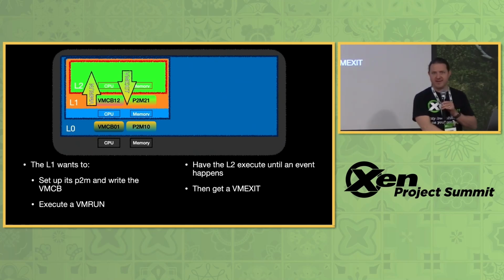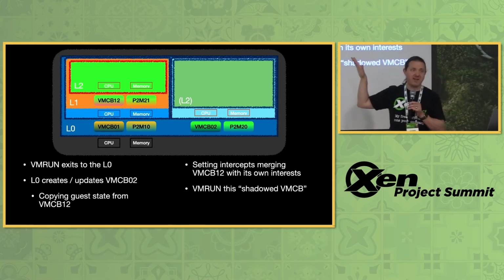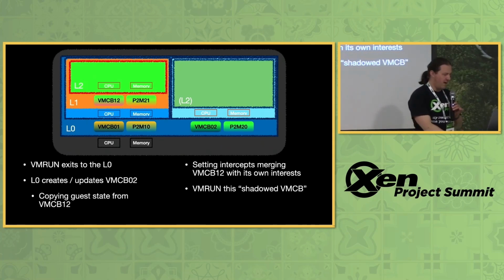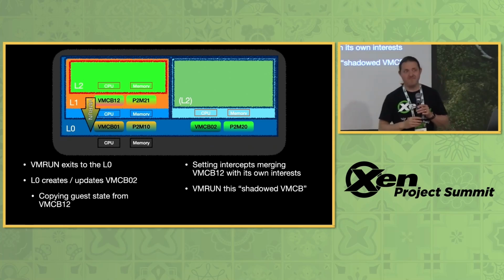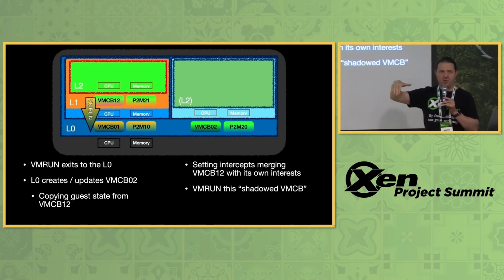So how are we going to virtualize this? What the L0 does is it will set up its own separate VMCB and P to M. Okay, so there's essentially a virtualized root mode, virtualized non-root mode. Okay, so when the L1 executes a VM run, it actually exits down to the L0. The L0 will either create or update VMCB 02. So this is the VMCB from the L0 to the L2, okay? It will copy the guest state from the VMCB 12 into the VMCB 02. It will set up the intercepts, and the intercepts will be essentially a merging of what the L0 wants and what the L1 wants, okay?